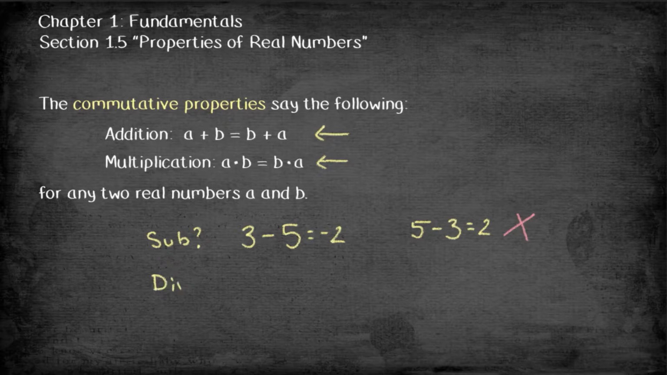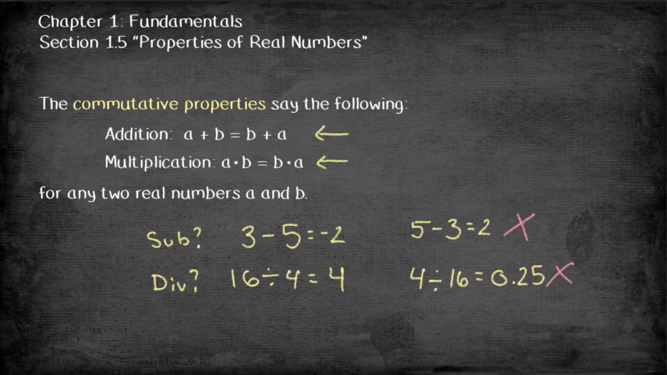So what about division? Does division follow the commutative property? If we look at an example, let's say 16 divided by 4. Well, that one's easy enough. It's just 4. If we look at 4 divided by 16, we actually get a decimal fraction, 0.25. And again, those two are not the same. So subtraction and division do not have commutative properties the way that addition and multiplication do.